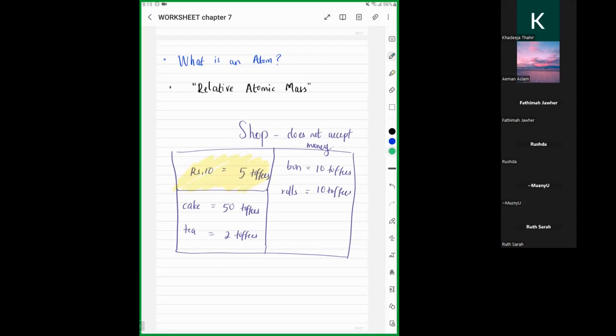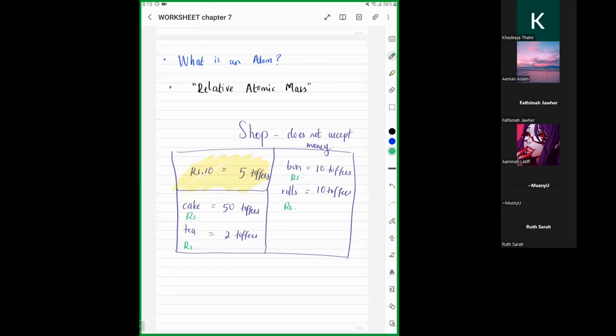Now let's say you want to buy a cake for home. You're going to see 50 toffees, so you have to convert. How are you going to convert? Can you tell me the price of each of these items in rupees? It's like a small exercise. What's this in rupees? What's this in rupees? Anyone? Sorry? I can't hear you all. Just try to be a little bit louder. 500, yeah.